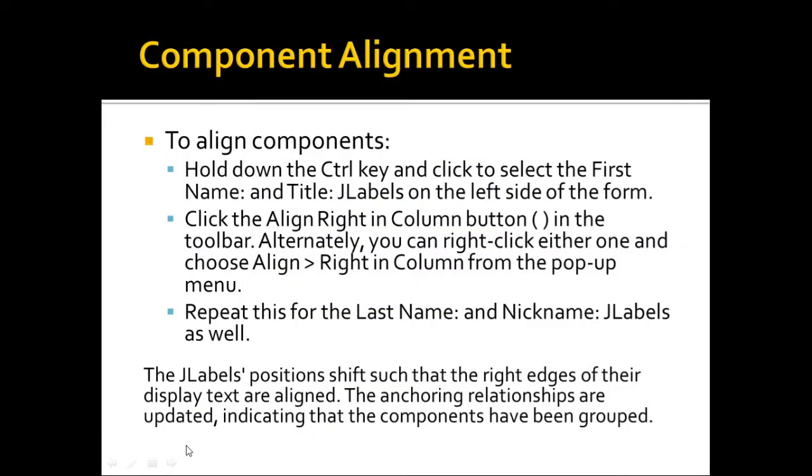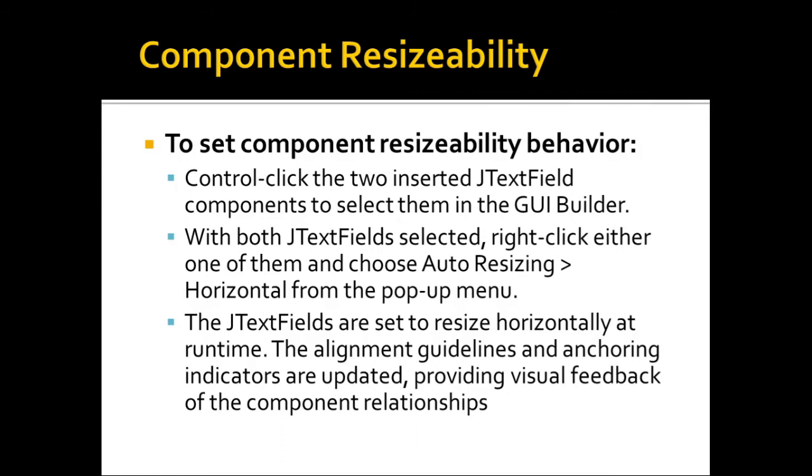Okay, that's component alignment. To set the components' resizability behavior, control click the two inserted JText fields to select them in the GUI Builder. With both JText fields selected, right click either one of them and choose Auto Resizing, Horizontal from the pop-up menu. The JText fields are set to resize horizontally at runtime. The alignment guidelines and anchoring indicator are updated, providing visual feedback of the component relationship.